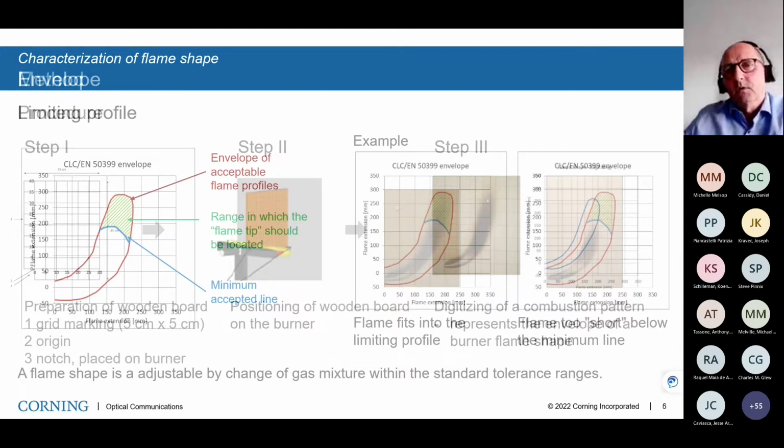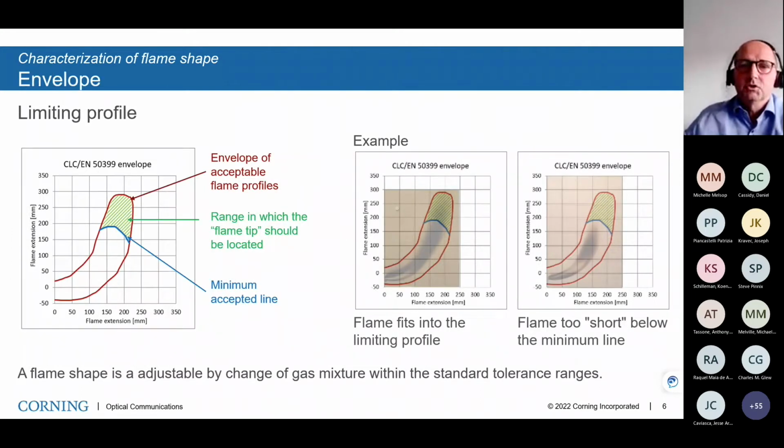I want to explain a bit more about the evaluation of the flame shape. Here is the flame envelope and the limiting profile as defined in the 2nd edition of the EN 54399. The plot on the left shows the limiting profile based on the coordinates with X-Y axis according to the standard. An outer flame envelope is described in which the overall measured flame shape must lie, as well as a range in which the flame tip should be located, here marked in green.